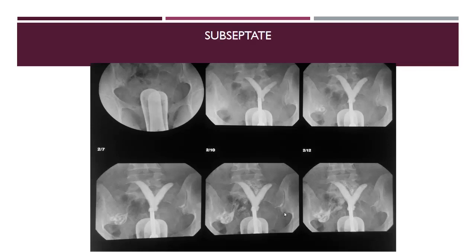So this is a subseptate uterus. The fallopian tubes are normal, but this is a subseptate uterus. In the subseptate, usually it may not be the cause of infertility, because usually the baby will take its normal position, transverse position, bypassing this septum, except if abortion occurs or something like that.